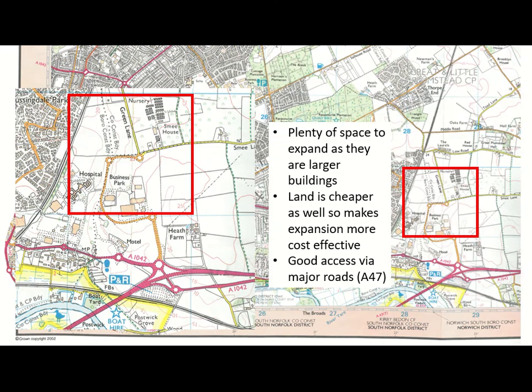Okay. Now, this area here is kind of a rural urban fringe area, and you've got a business park and a large hospital site. So this and Green Lane, so this area is essentially the rural urban fringe, which requires more space. So plenty of space to expand as well. There's room to move into. Land is cheap, so it makes expansion more cost effective. And there's good access to major roads, the A47. So that will help you with the final part of one of the questions on your handout as well. So you've got the A47 here, and even now the NDR as well, which kind of joins up from here, goes around the city.